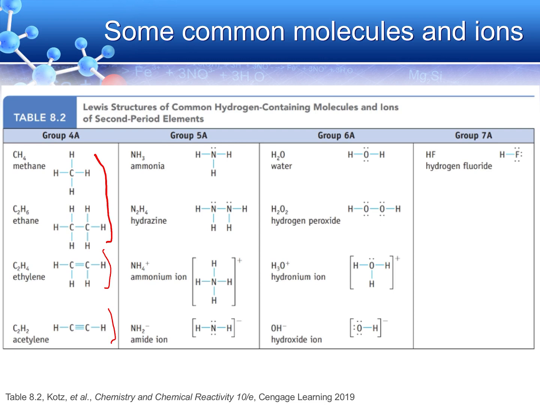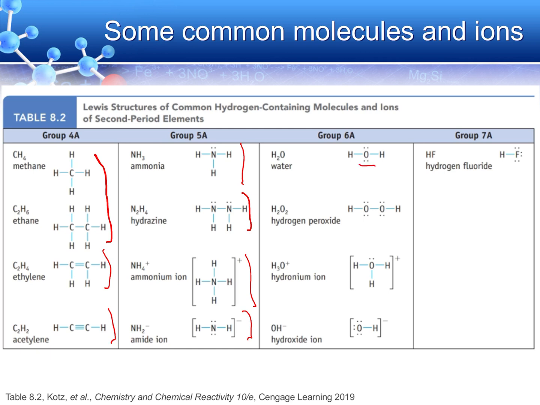The ammonia, same thing, 3 bonds and 1 lone pair, and we see that with ammonia and hydrazine, and the ammonium ion and the amide ion right here also follows that pattern. Actually, no, amide doesn't. We have 2 lone pairs and 2 bonds. The ammonium ion has 4 bonds and no lone pairs, so we don't always follow the pattern.